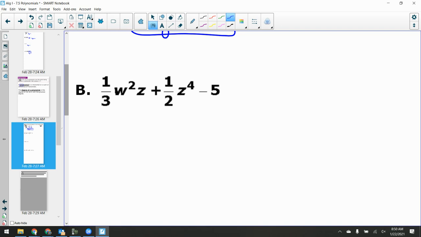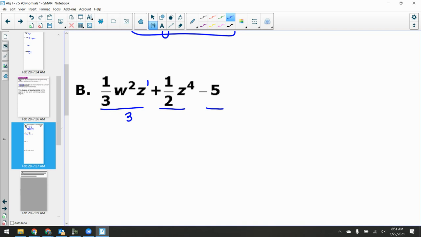Go ahead and underline each term for me. Go ahead and do that. Underline each term, and then find the degree of each term. I see 1 here, 1 here, 1 here. So again, 3 terms. What's the degree of my first term? 3, right? I see a 2 and a 1 power, right? I see a w squared and a z to the first. So this is a degree of 3.